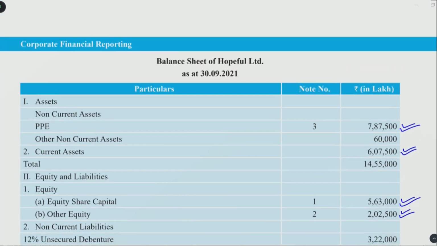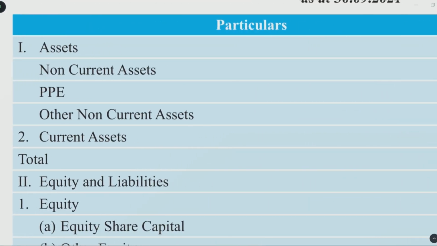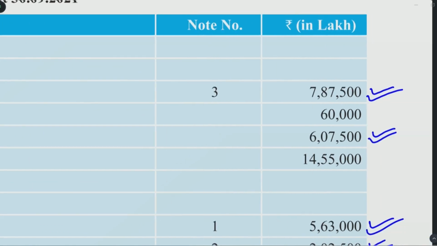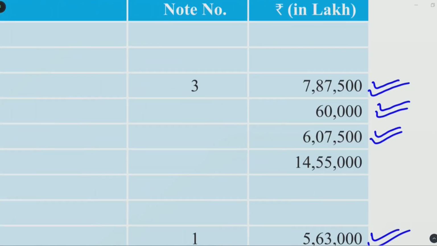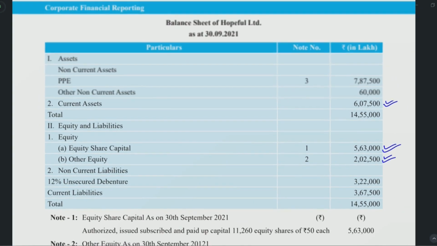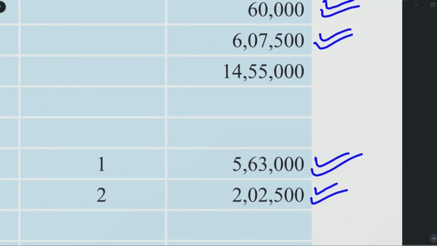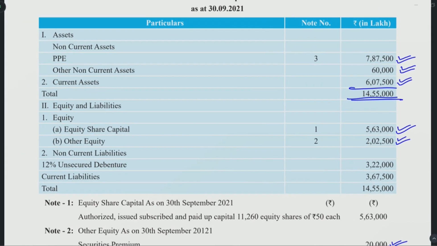That has been stated in the balance sheet under other non-current assets. That is your investment, 60,000. So I'll take this as well. So everything is matching up. If you look at your balance sheet, all your assets total up to 14,55,000, and then your equity and liabilities.